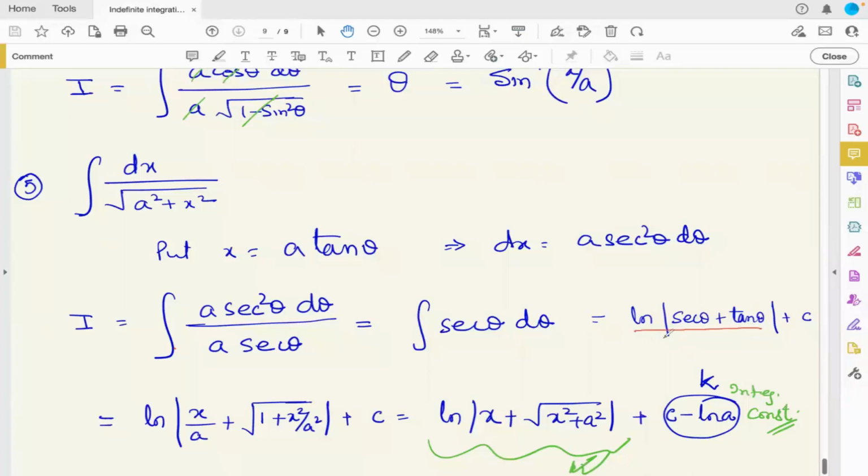And now your work is to convert those functions into the form of x. Okay, so when you convert that, you get the result x by a root under 1 plus x square by a square. So when we solve that, you get this result. And here we get some constant like c minus ln a. So these are some constants. We have to try to focus on those variables. So I hope you'll all understand what I'm saying.